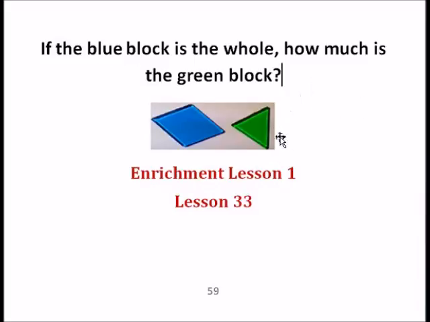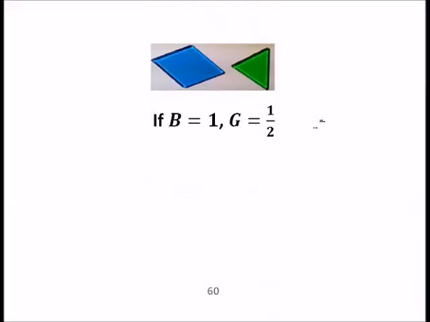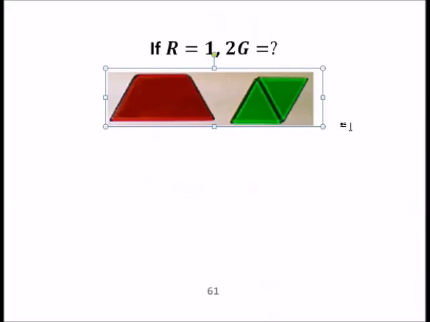And they'll be able to tell you that this is 1/2. I've worked with kids as young as 6 years of age, and they see that very quickly. So if B equals 1, G is 1/2. Now this one is more difficult, but it's not too bad. If R is equal to 1, how much are 2G? And the answer is going to be 2/3. So the green block is only 1/6 if we're talking about the yellow block as a whole, but otherwise the green block may have different values depending on the problem.